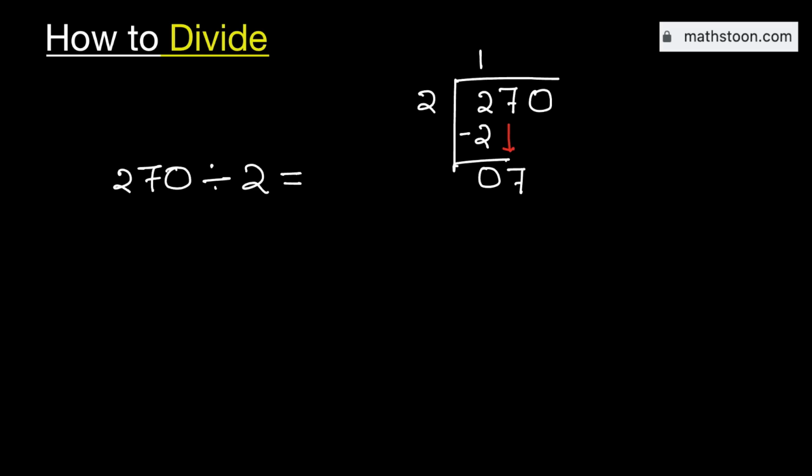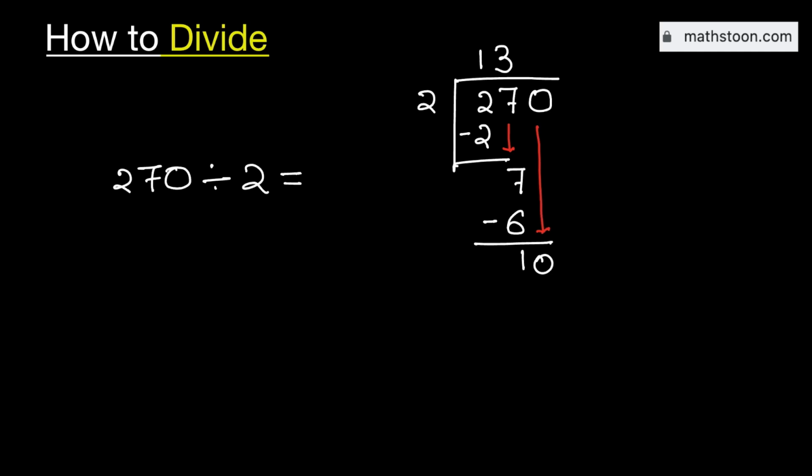Now look, this is the number 7. So we will remove this 0. And we know that 2 times 3 is 6, and 6 is closer to 7. Subtract, we get 1. Again, this 1 is less than 2. That is why we will bring down this adjacent 0 here.